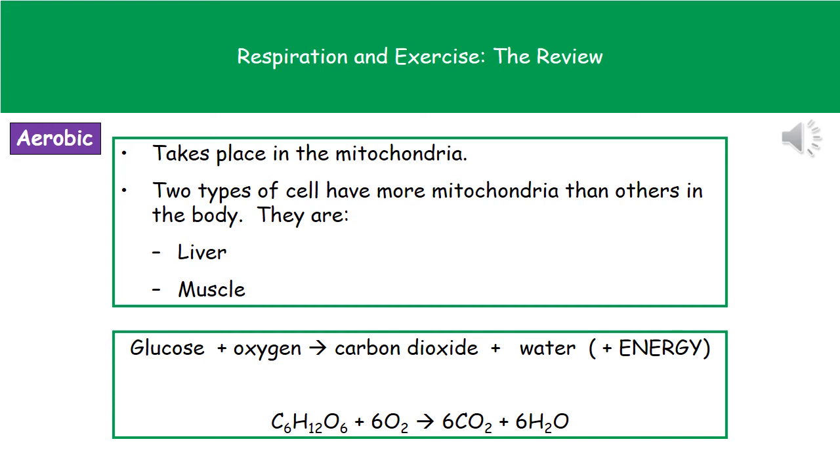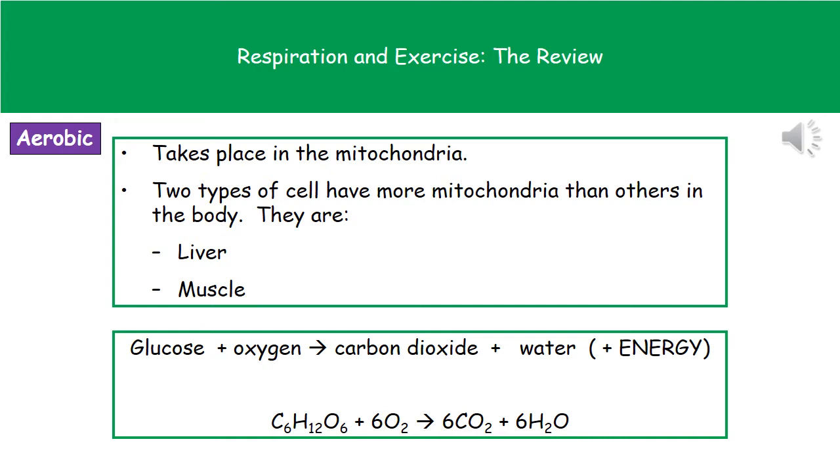Welcome to our review on respiration and exercise. So we've already encountered the fact there are two types of respiration, and what we're going to do here is have a look at them in a little bit more detail and understand what they actually are and when they occur. So first of all, aerobic respiration takes place inside the mitochondria, which if you remember are one of the organelles present in all of those animal cells.